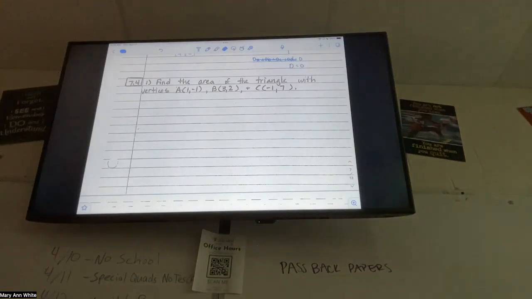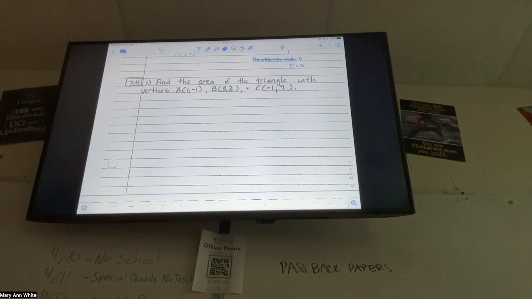So we are doing 7.4. We're talking about area of a triangle right now. And truly, this is some kind of vector stuff, which is stuff that we skipped. But it is okay. We can break it down a little bit and put it in terms of matrices. So that's why that's in here for right now.